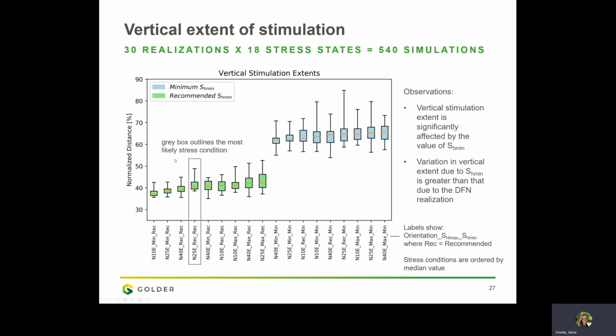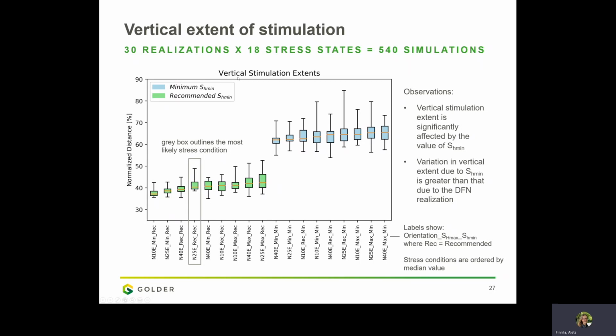When we plot all these 18 different stress states together, you're seeing the variation due to the stochastic realization in the extent of the whiskers. But then you're seeing the difference between the different stress states by looking at the different columns here. The colors I've put here, I've colored them by the SH min. So we've got a minimum and the recommended, those two choices here. Blue is the minimum SH min, as opposed to green, which is the recommended SH min.